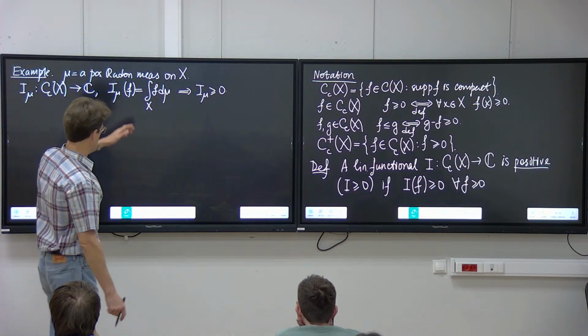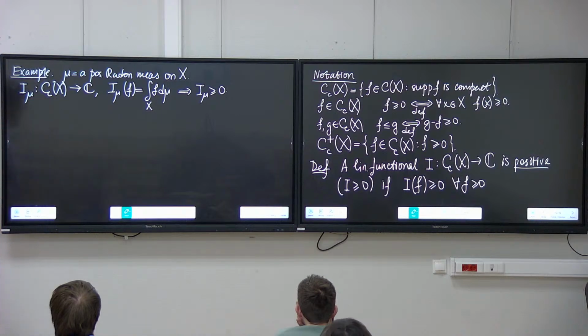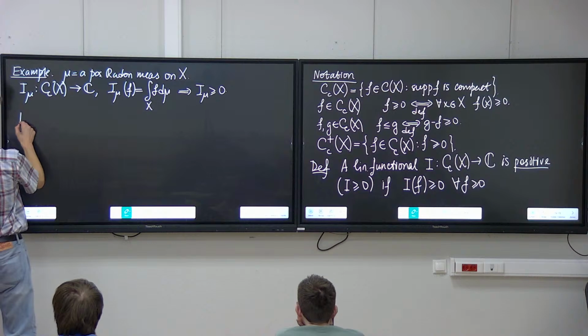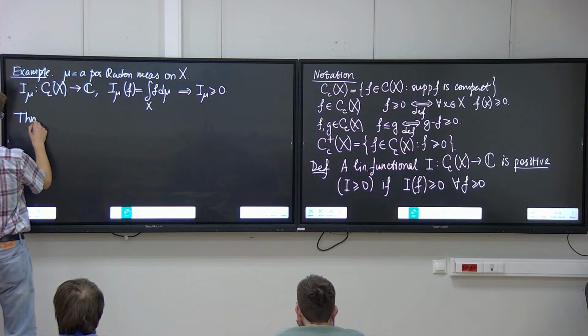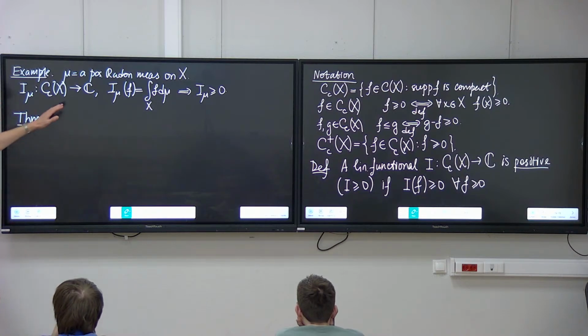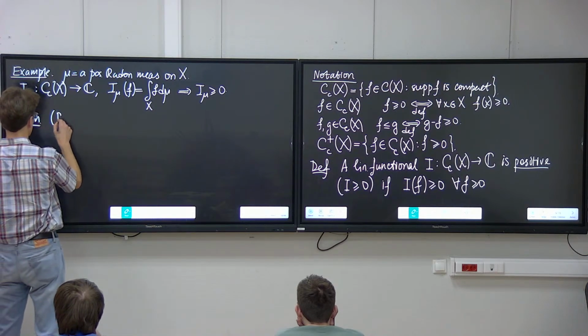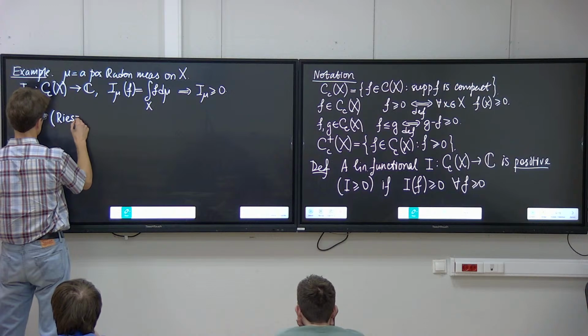Okay, so this functional is obviously positive, and we have the following fundamental result, which states that all positive functionals on this space are of this form. This theorem is usually attributed to Riesz, Markov and Kakutani.